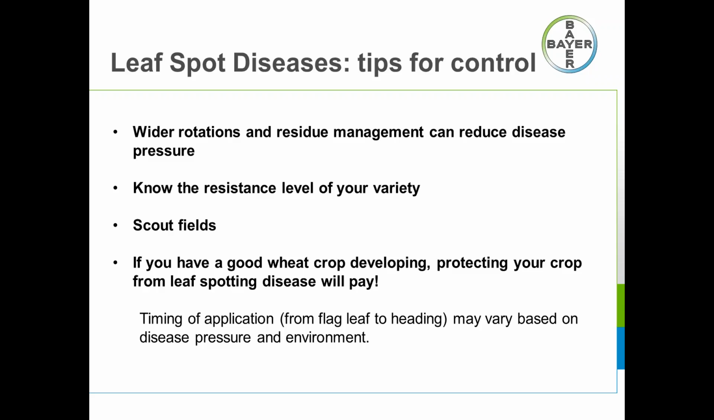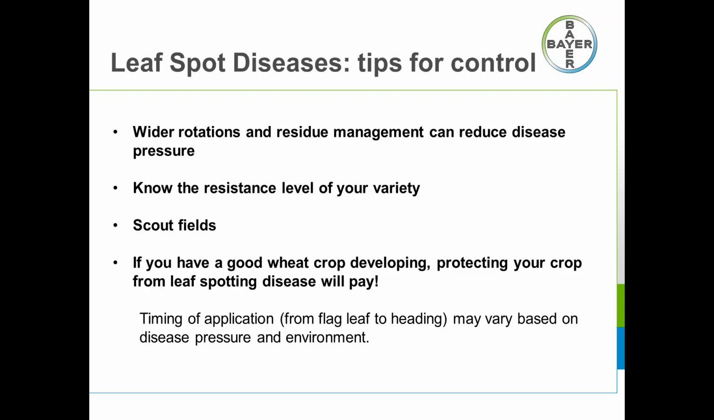So wide rotations and residue management can reduce pressure. With diseases that do live on stubble and can live in the soil, breaking up that cereal rotation with oilseeds or pulse crops where those diseases do not have a host is a good management strategy. Again, knowing the resistance level of your variety, there are many varying levels of resistance with different varieties. So keep an eye on that.